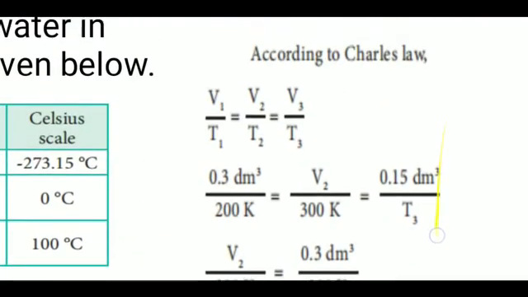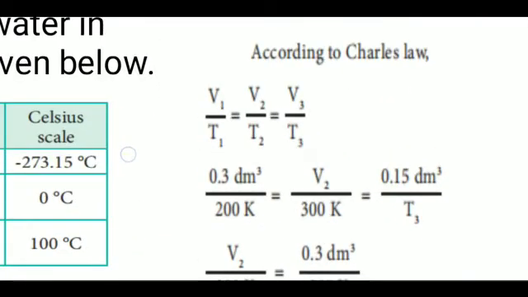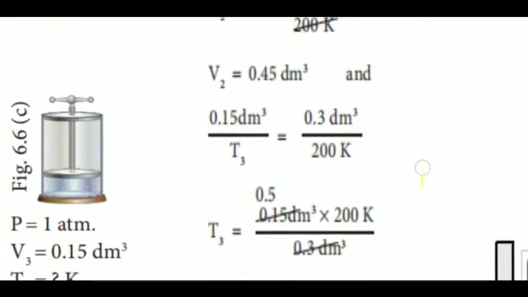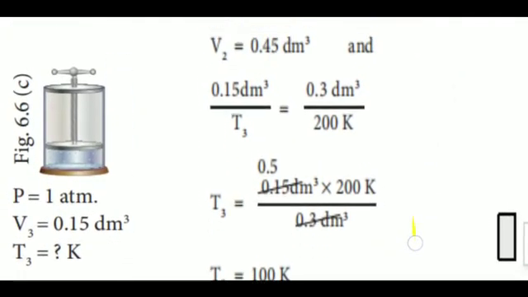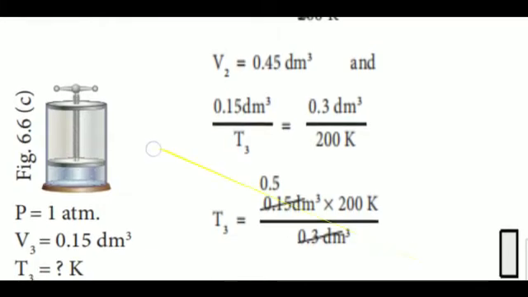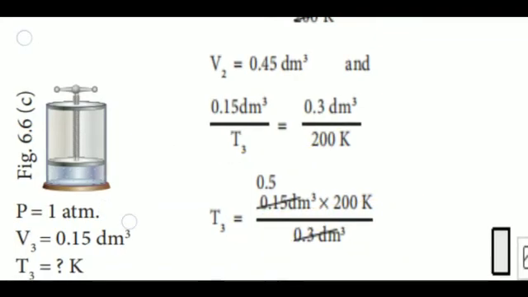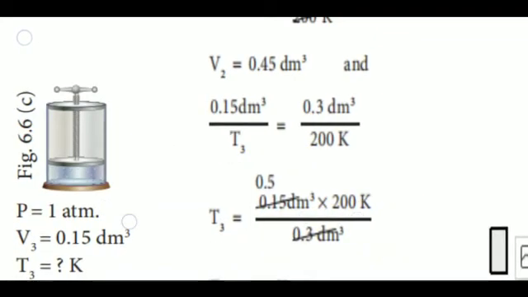Let us calculate the value of T3. Yes, the same way. Now we pick V2 by T2 is equal to V3 by T3. We need T3. So we bring it to the right hand side. 0.15 decimeter cube divided by T3 is equal to 0.3 decimeter cube divided by 200 Kelvin. Then T3 is equal to 0.15 decimeter cube into 200 Kelvin divided by 0.3 decimeter cube.